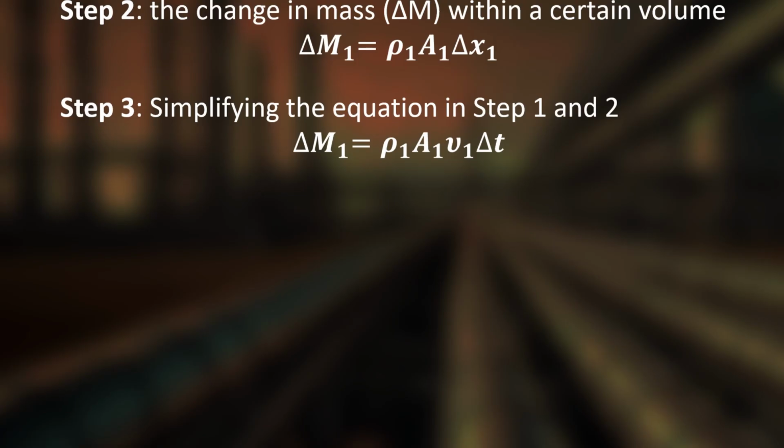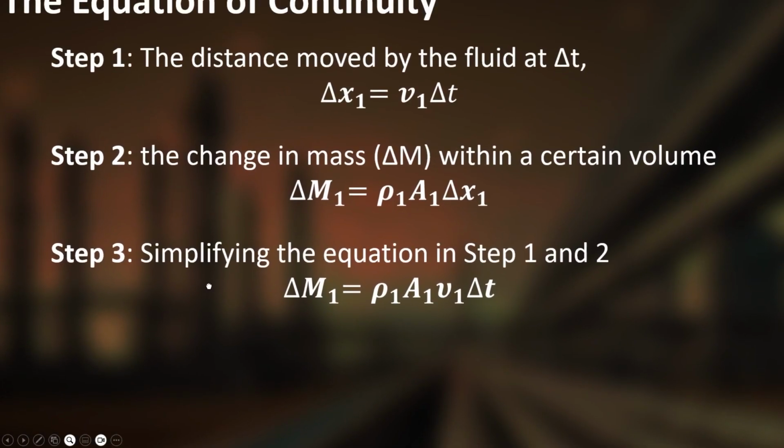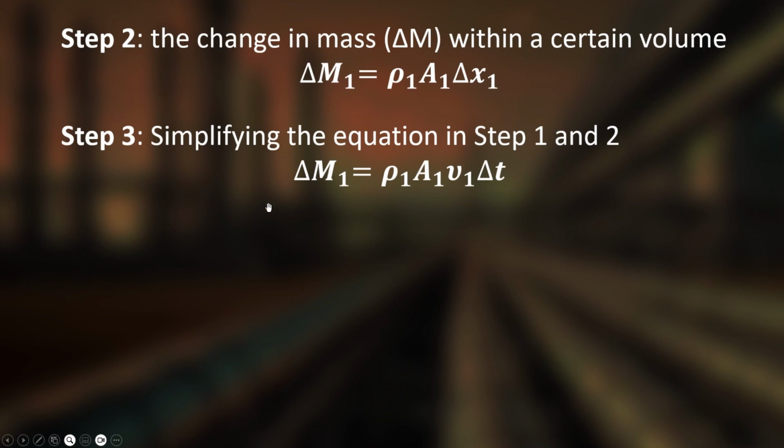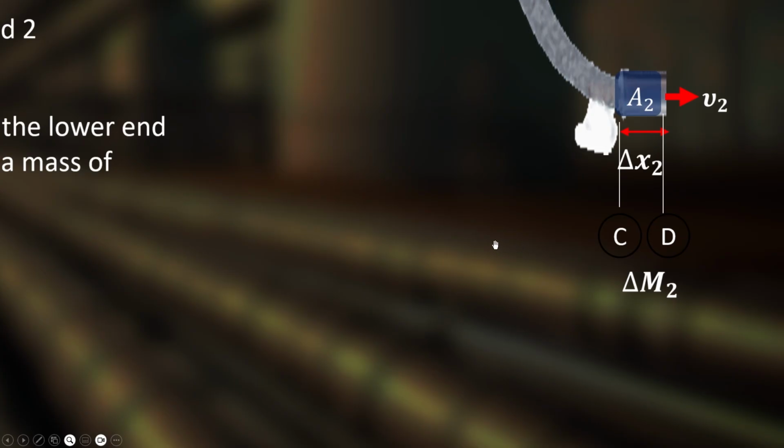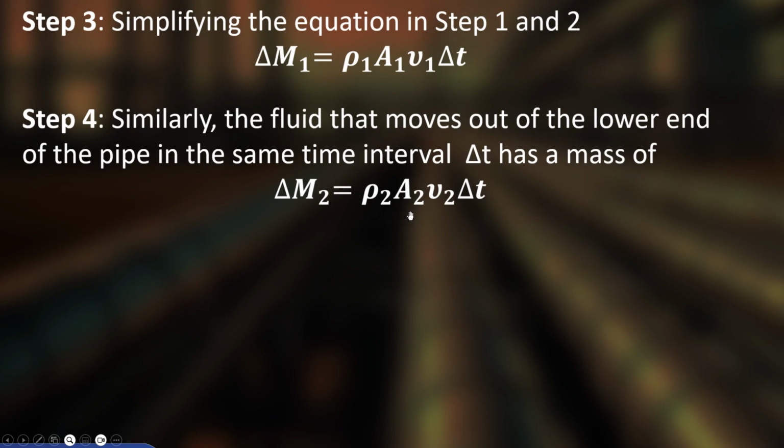We can simplify the mass formula by substituting delta x1 equals v1 delta t into the mass formula, and we get delta m equals rho A v delta t. The formula in this step 3 shows that the mass of fluid moving through this section of the pipe in the time delta t depends on the fluid density, the cross-sectional area of the pipe, and the fluid speed. Similarly, the fluid that moves out at the lower end of the pipe in the same time interval delta t has a mass of m2 equals rho 2 A2 v2 delta t.